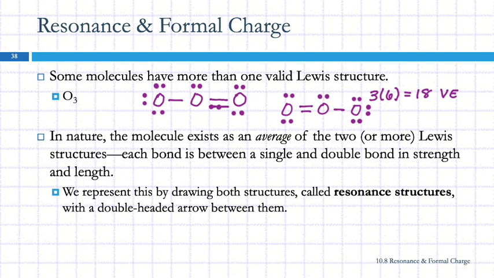Can we remove the one from the side and make it 2 double bonds, or no? No, we can't, because if we take this and move it in here, then the oxygen in the middle has 10, and that's not okay. Okay. Yeah.